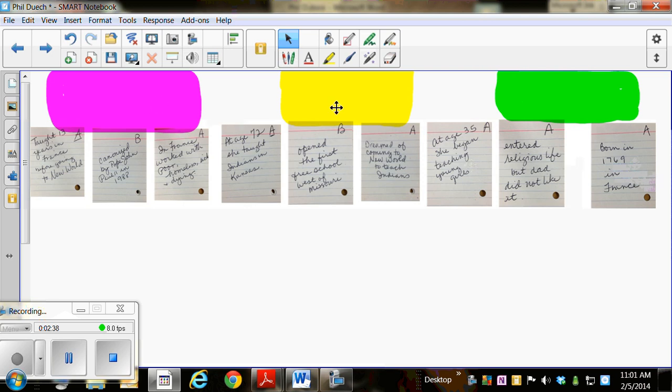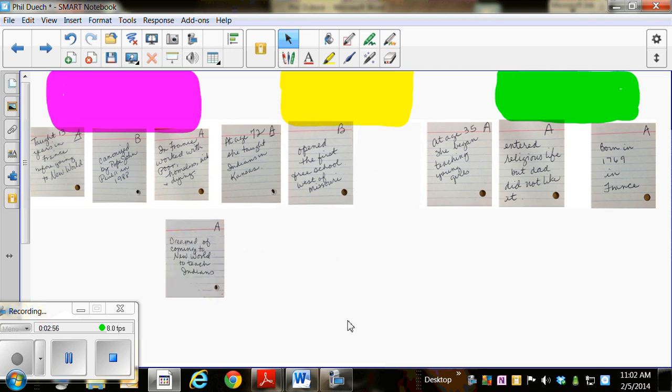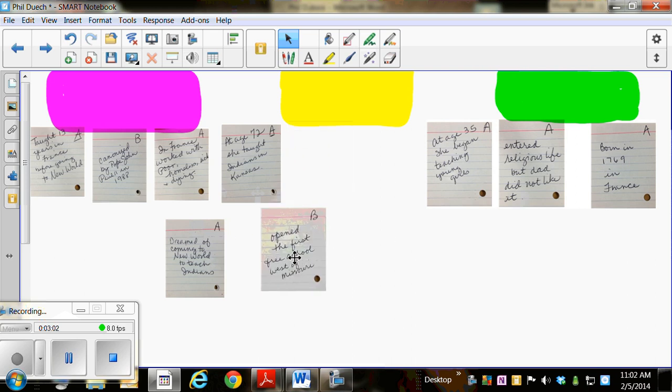So you notice I have these 3 yellow squares at the top. Those are going to be where I write what? Louder. Good. So how do I find those generalizations? I have to start moving the cards around. If I take this, that, well, she dreamed of coming to the New World one day, what else might go with that? She actually opened the first school. That could go with that.